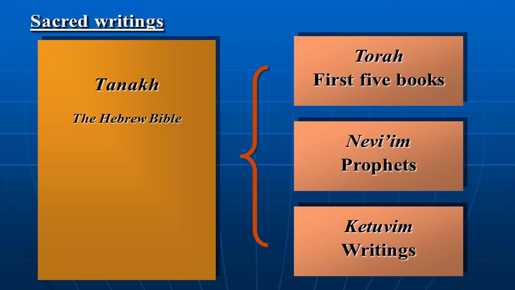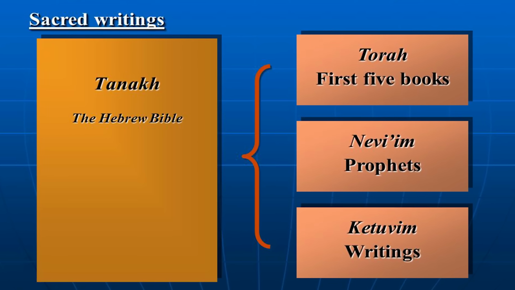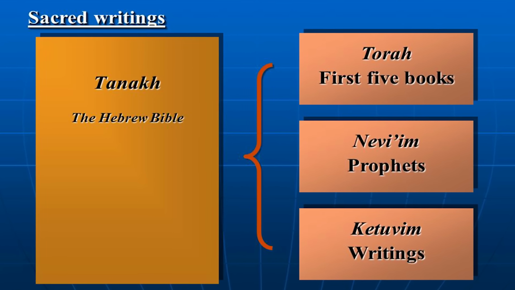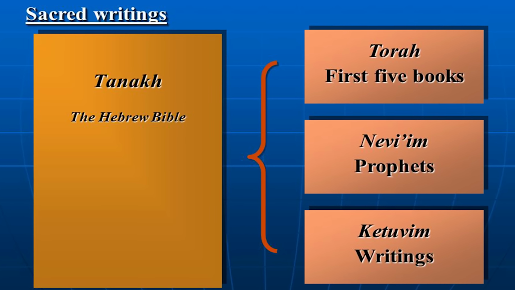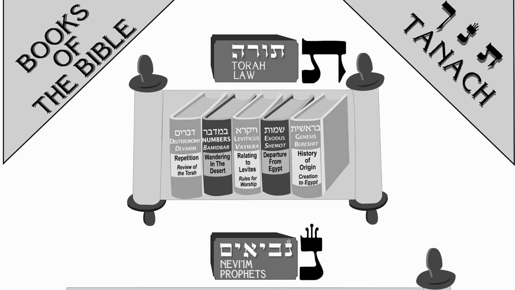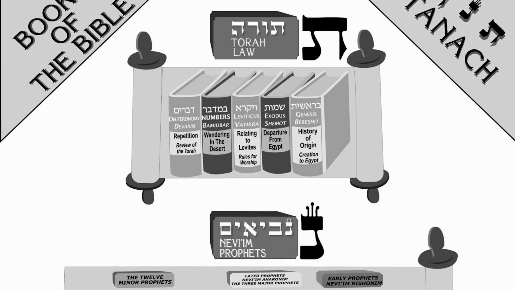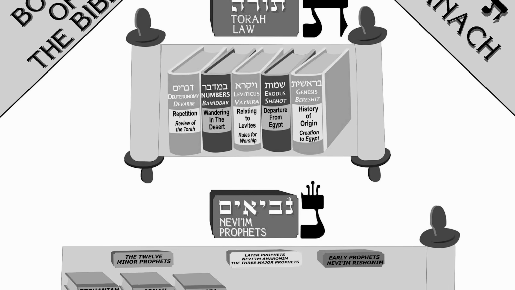The word Tanakh is not really a word, it's an acronym for the three parts, the three categories of the Hebrew Bible. The Torah, which means the law of Moses, the five books of Moses, is very different than the other two in that it contains all the mitzvot. There are no new commandments anywhere else. The second section is the prophets, the Nevi'im.